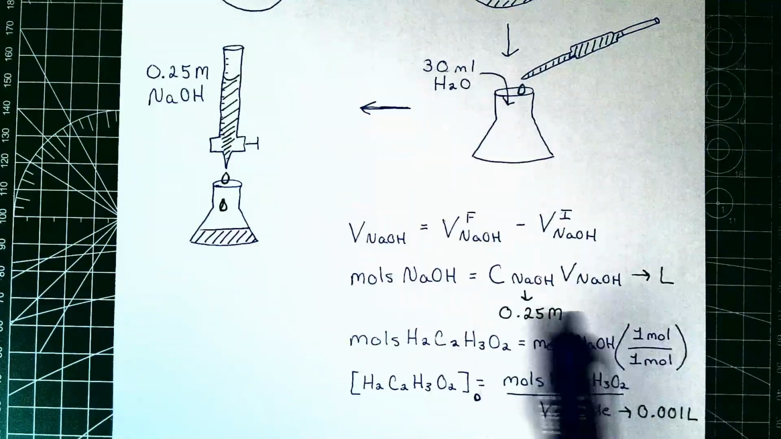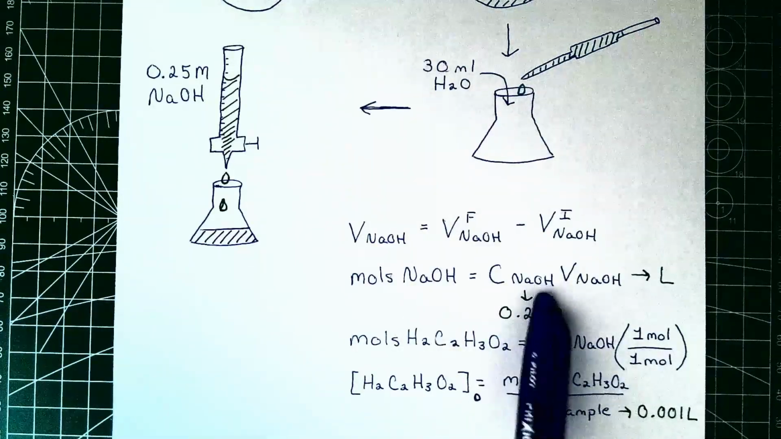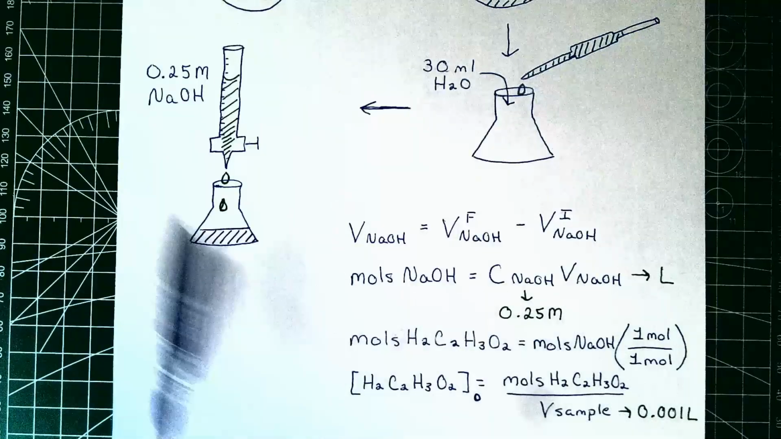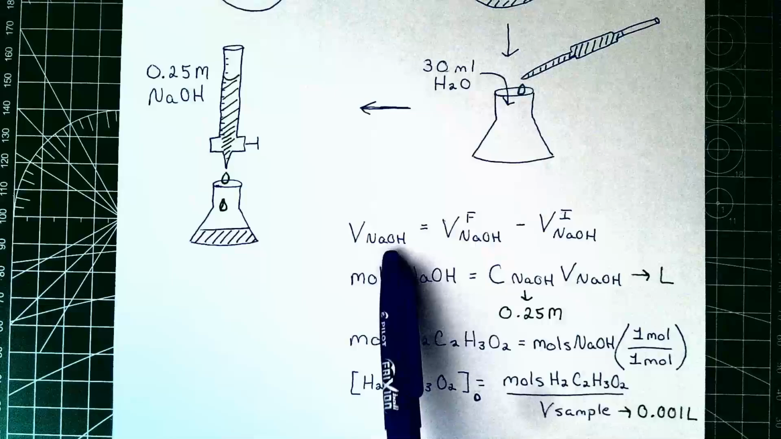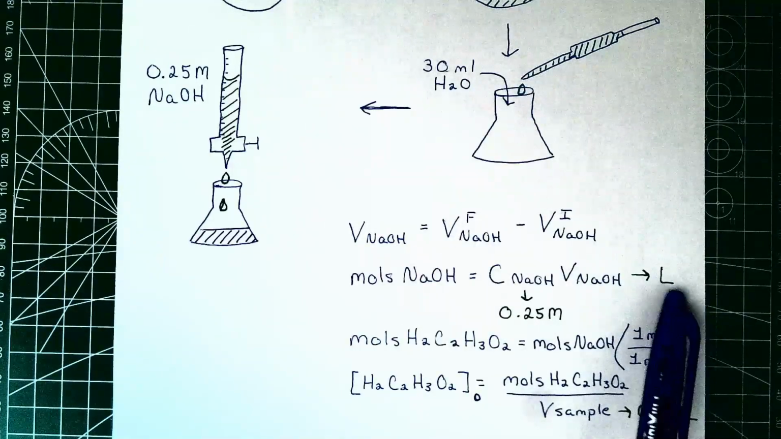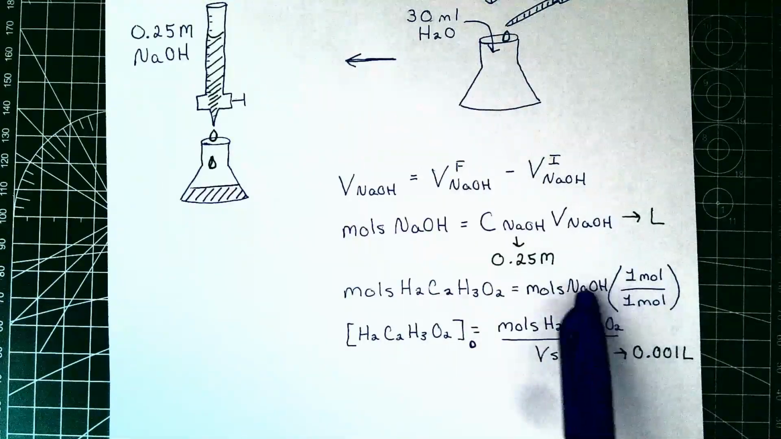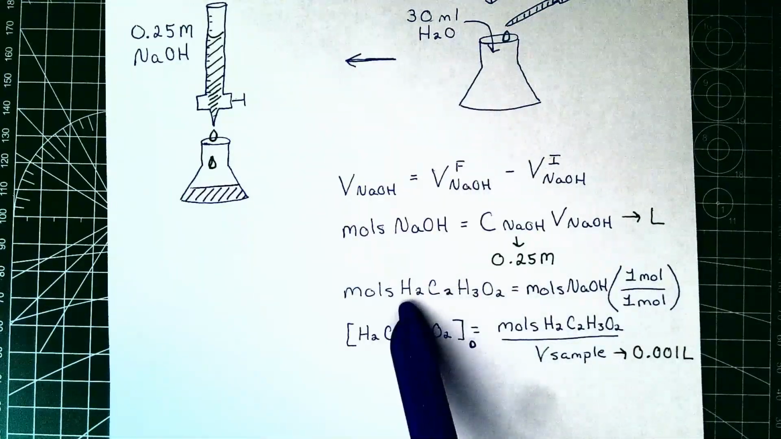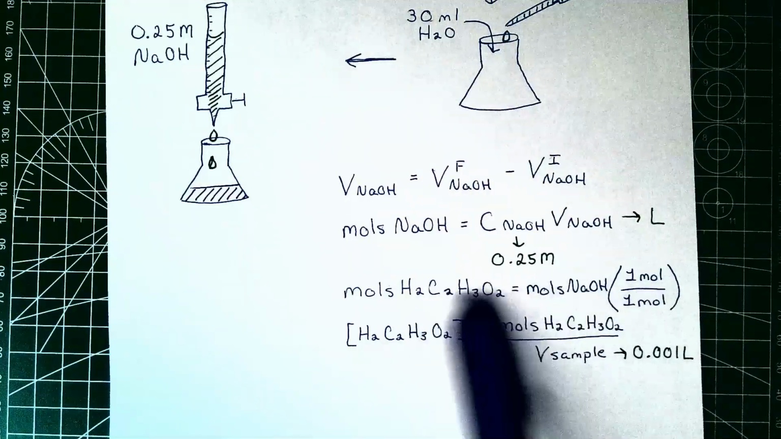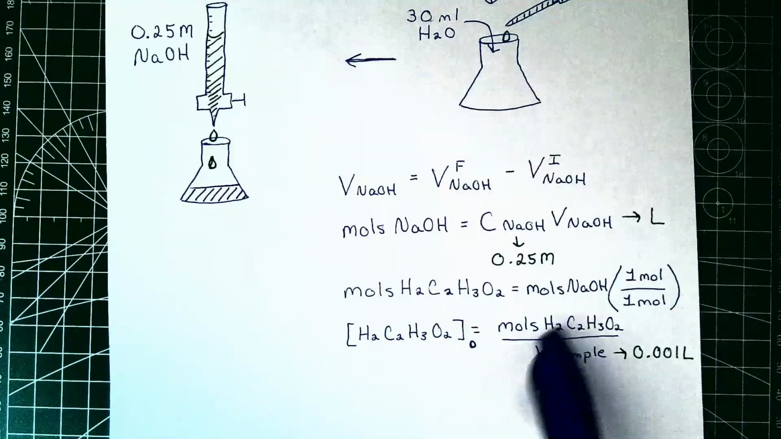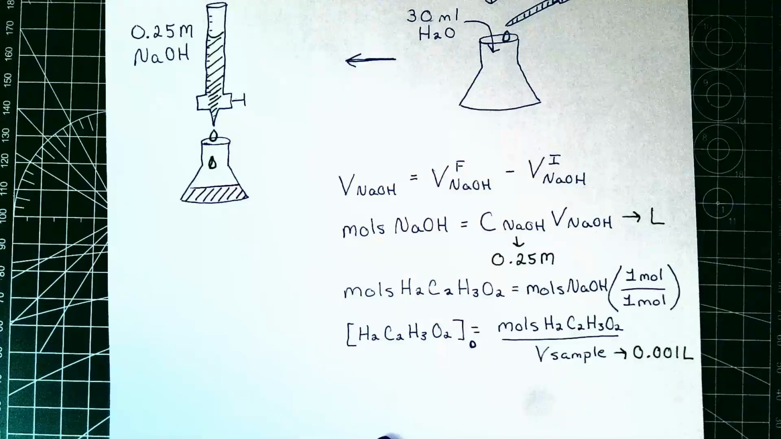After we know that, we need to figure out the moles of sodium hydroxide. That's going to be the concentration of sodium hydroxide, or 0.25 molar, times the volume of sodium hydroxide that we just calculated. This should be in liters. Once we know the moles of sodium hydroxide, we can use that to figure out the moles of acetic acid. This is a pretty easy stoichiometry because they just have a one-to-one relationship. So the moles of sodium hydroxide are going to be equal to the moles of acetic acid.